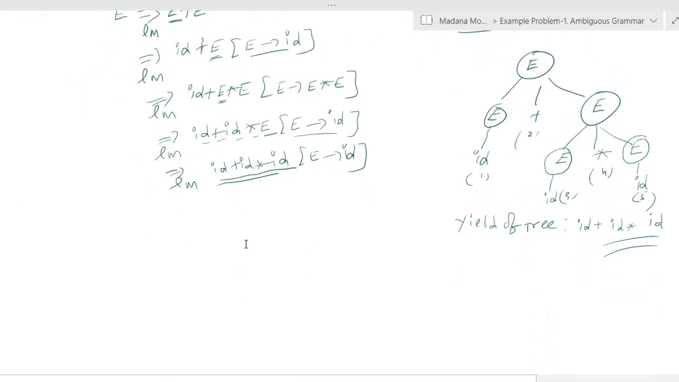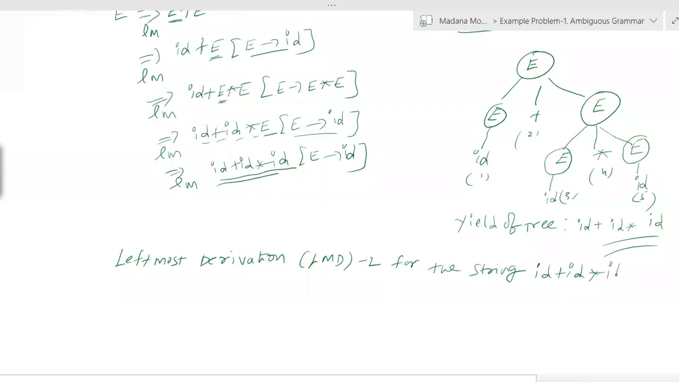So then you have to find a second leftmost derivation for the same string. Now leftmost derivation 2 for the same string, for the string id plus id into id.